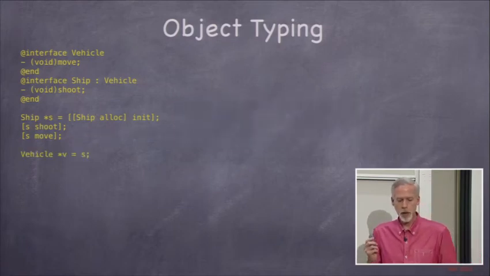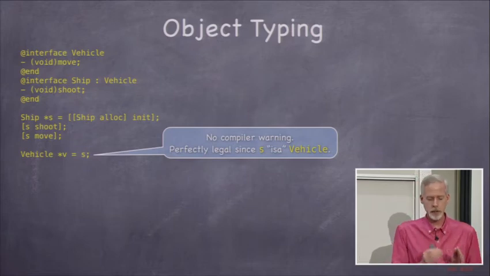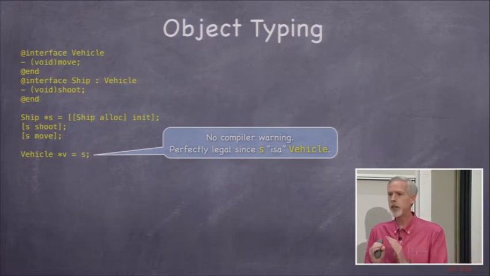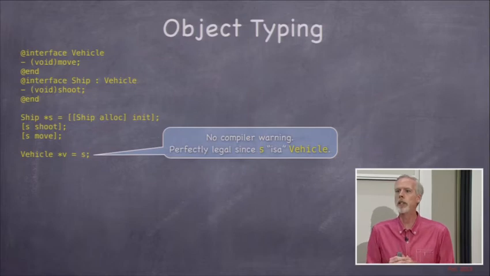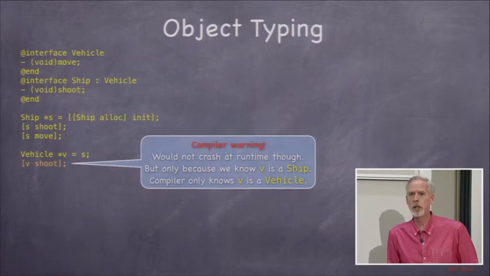I can also do Vehicle *v = s. That's perfectly legal because v is a vehicle and s is a vehicle because it inherits its vehicleness from Vehicle. This is like deck equals PlayingCardDeck alloc init. Perfectly legal object-oriented programming, right? But now let's try to say [v shoot]. Now what's going to happen here?